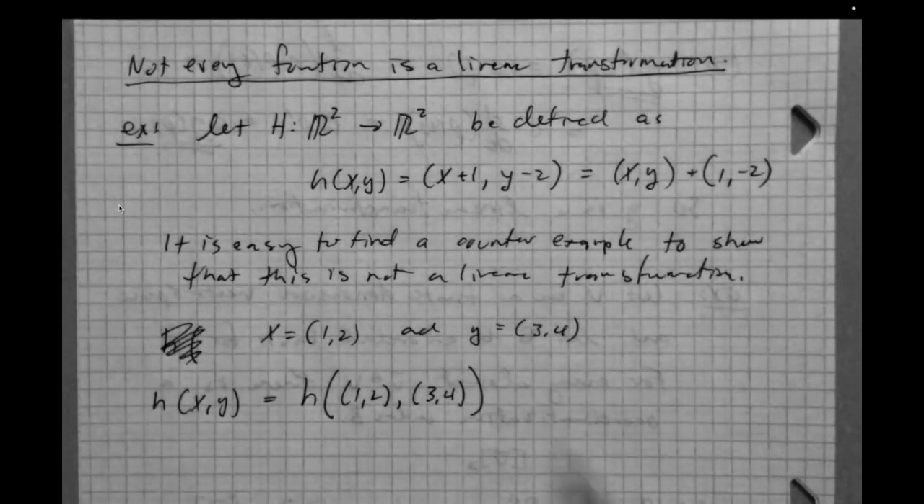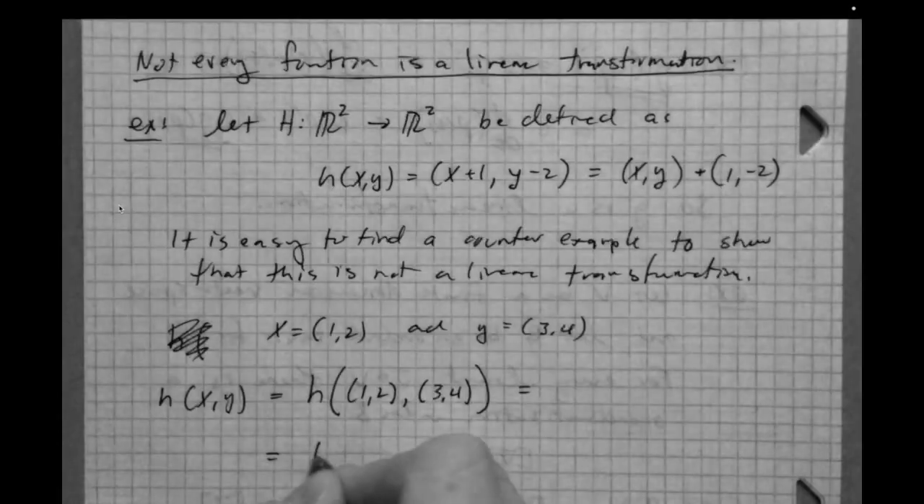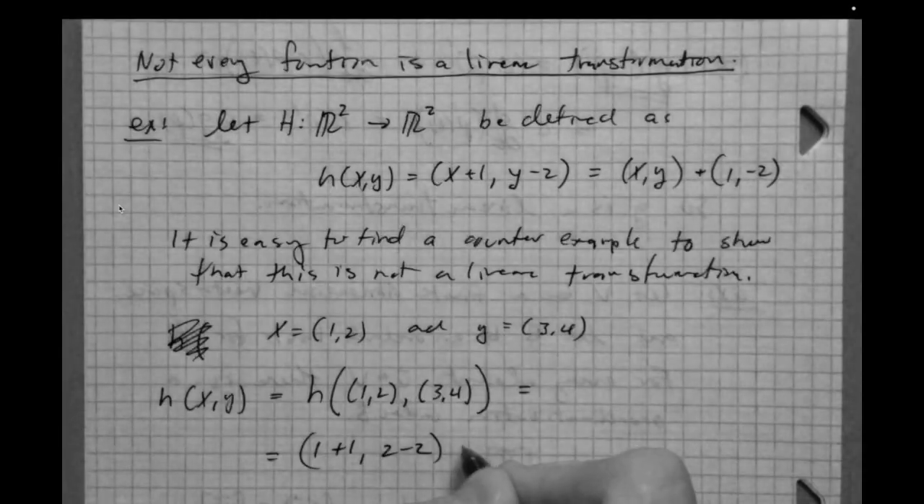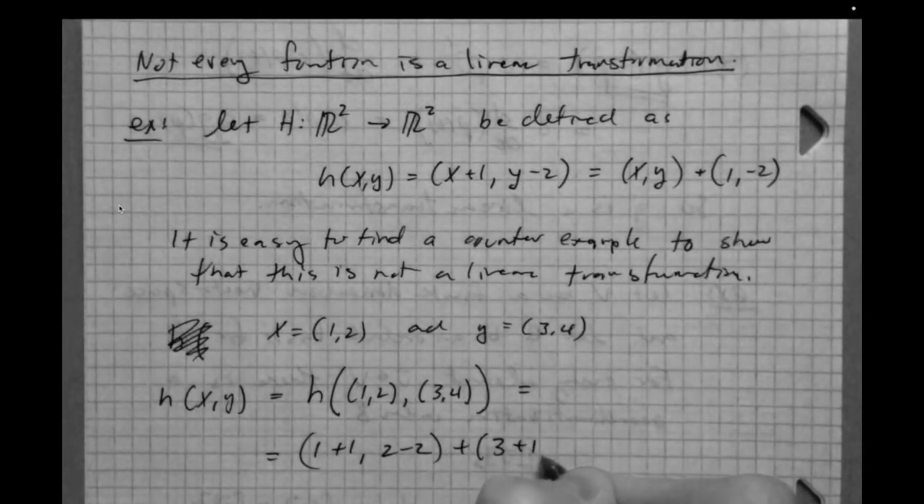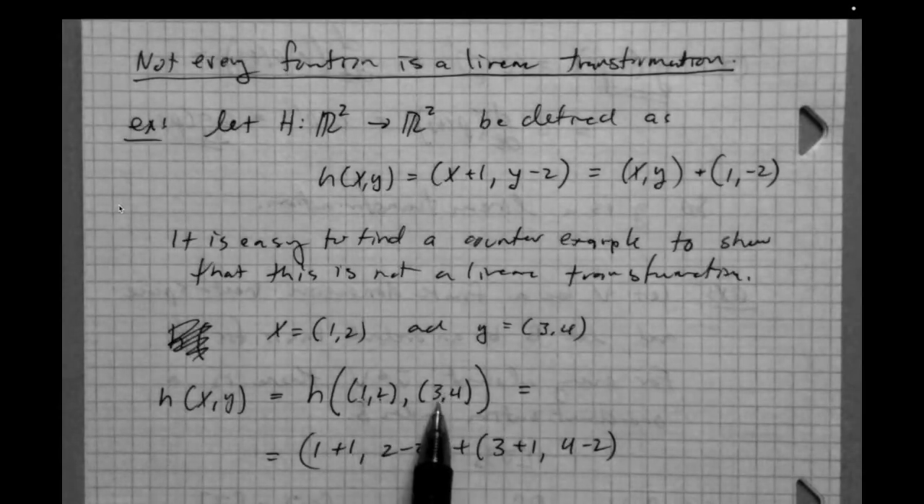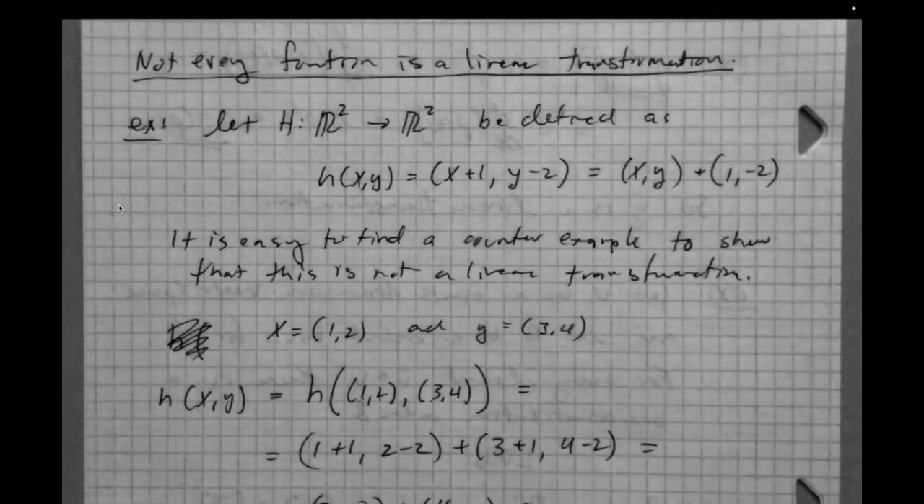So what does that mean? Well, I'm going to take 1 plus 1, comma 2 minus 2, plus 3 plus 1, comma 4 minus 2. So this is the first one, adding 1 to this entry, subtracting 2 from that entry, and then the second one, adding 1 to the 3 and subtracting 2 from the 4. So I see that this is (2, 0) plus (4, 2). And so what do I get? I get (6, 2).